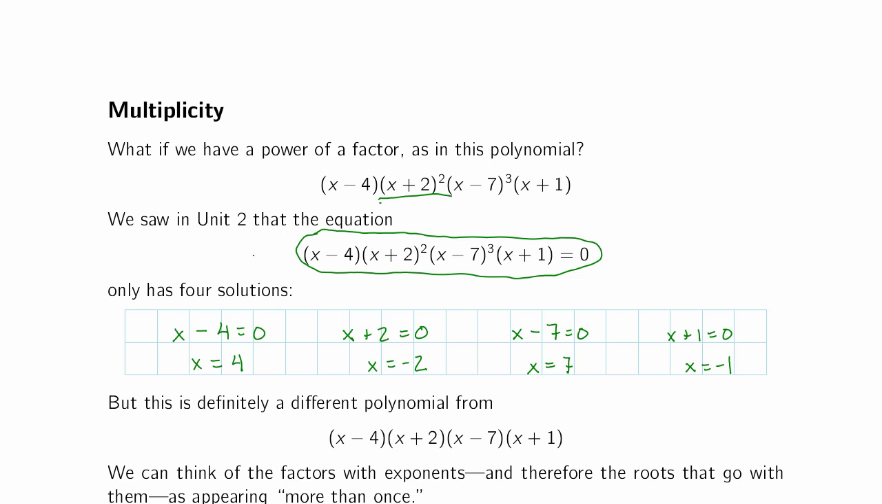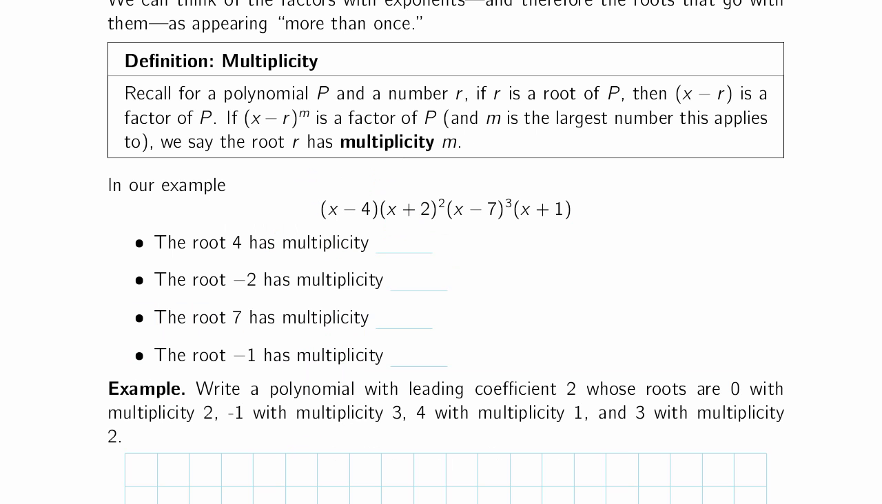It's definitely the case that this polynomial and the polynomial with just these 4 factors are different. How does that compare with what we just said about roots and factors? Well, we can think of the factors with exponents, and therefore the roots that go with those factors, as appearing more than once. We saw before that if r is a root, x minus r is a factor. But if some power of x minus r is a factor, well, r is still a root, but we call that power the multiplicity of r.